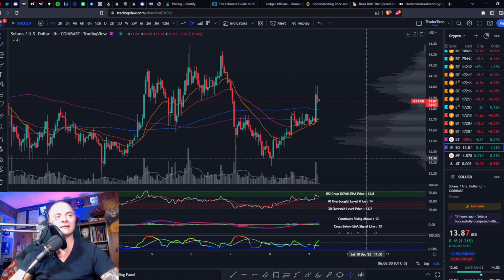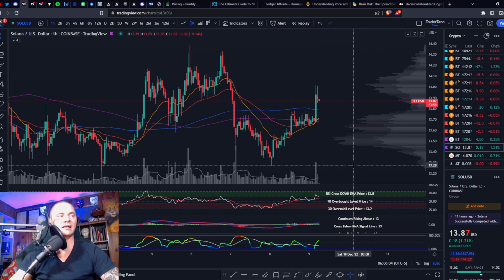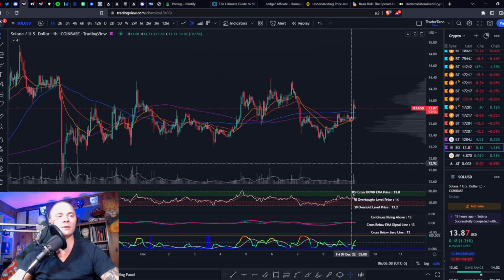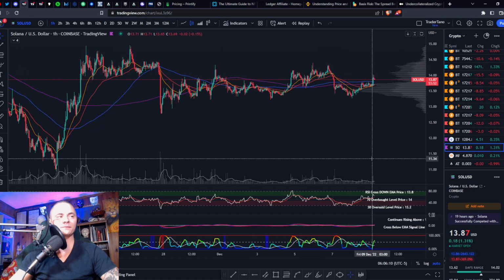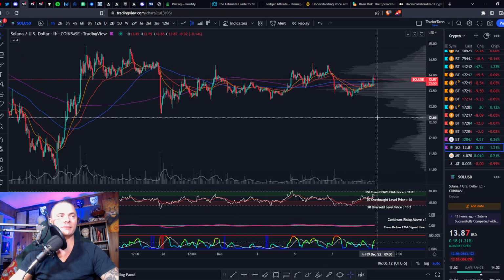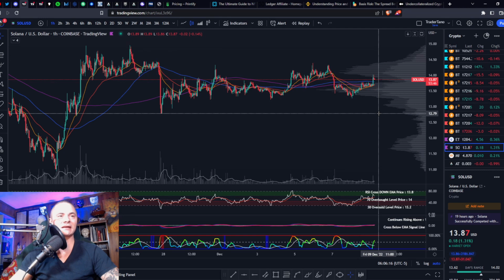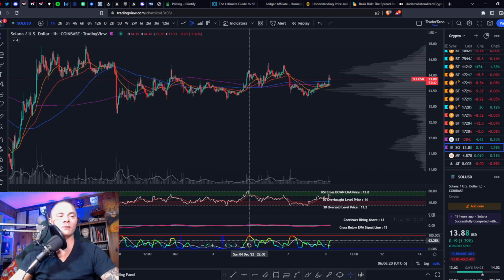Then the next level, 1334, possibly even 1328. We break 1328, oh man, we'd be screwed. We'd be coming all the way down to 1279. Far drop. We'll find out. We'll come back to it.